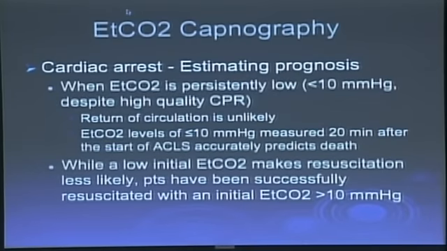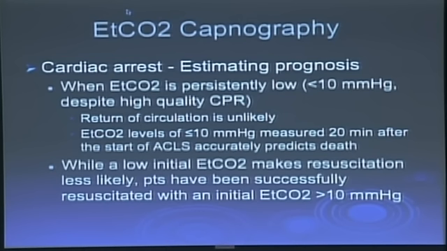When it's persistently low, less than 10 millimeters, return of circulation is highly unlikely. Marv Wayne's study showed that if it was less than 9 consistently, you had no one return at that point. So that was actually a level that you could say, okay, it's been at 9 for 20 minutes, we don't have a viable patient.